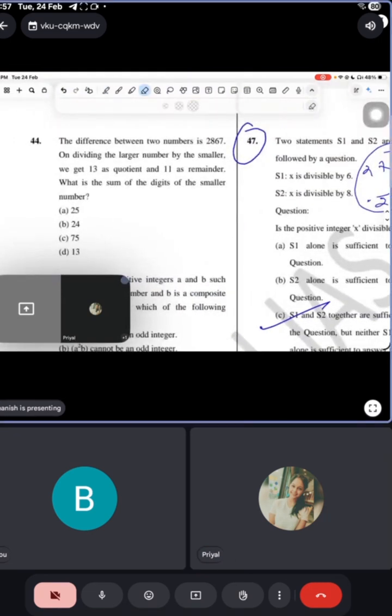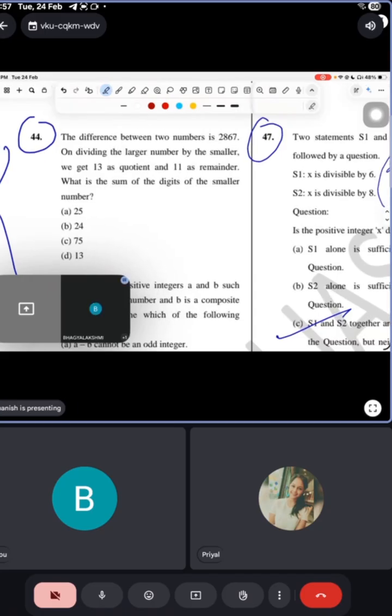Read this question, Bhagya. The difference between two numbers is 2867. On dividing the larger number by the smaller, we get 13 as quotient and 11 as remainder. What is the sum of the digits of the smaller number? Tell the demand. What is the question saying?